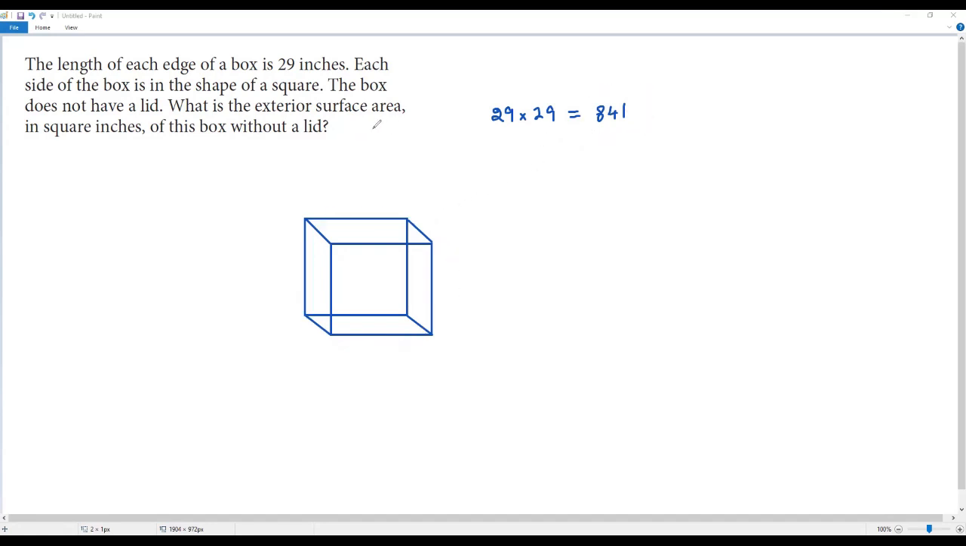Now to get the exterior surface area of this box, we have to multiply the area of one face by 5. So 841 times 5 is equal to 4205. Therefore, the exterior surface area of this box is 4205 square inches.